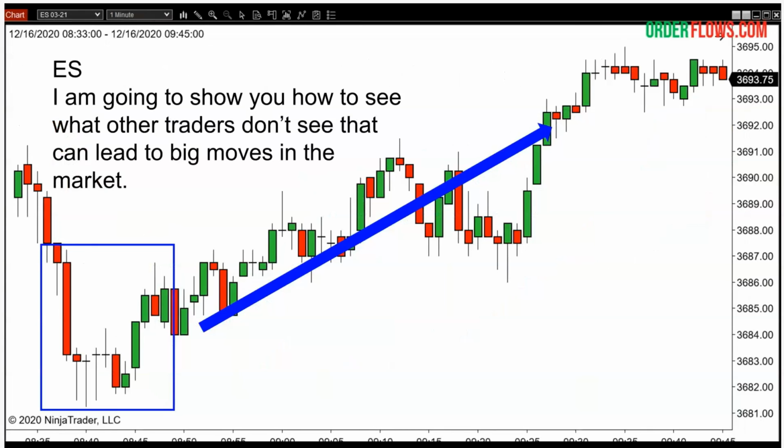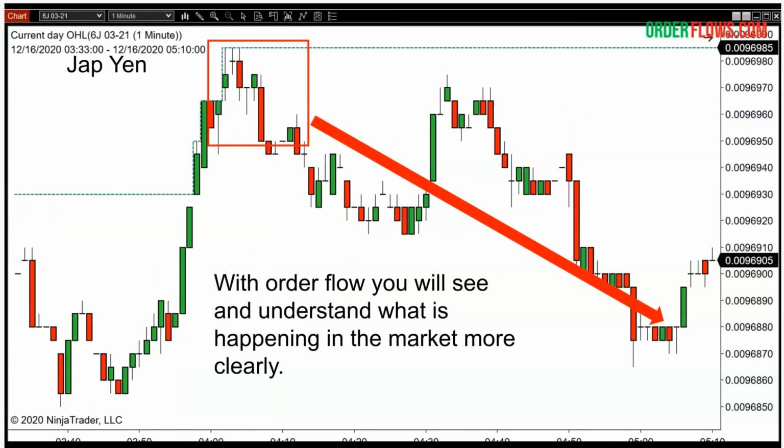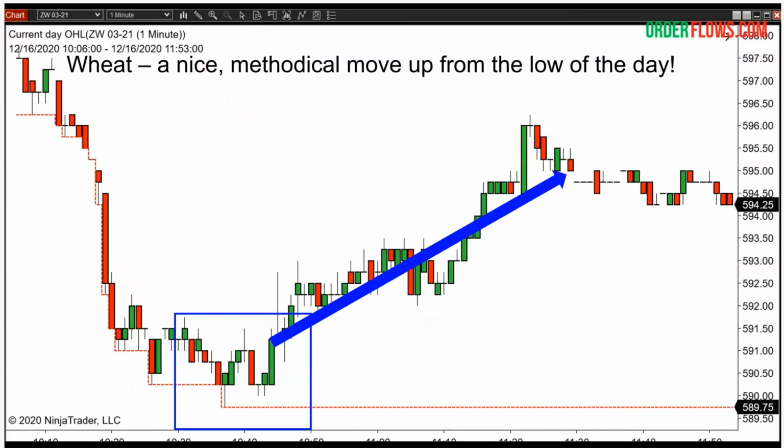All the charts I'm showing you are from yesterday, right? The December 16th. I like to keep it current, to show you that what I talk about happens every day in the market. So this was the E-minis. I'm going to show you how to see what other traders don't see, which lead to the big moves in the market. S&Ps, all these markets nowadays, a lot of volatility. You get big moves intraday, which is great. This is Japanese yen, right? By using the order flow, you're going to see and understand what's happening in the market more clearly. This is wheat, right? A nice move from the low of the day straight up.